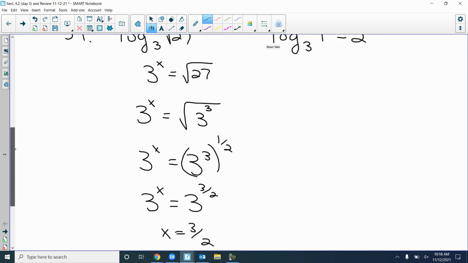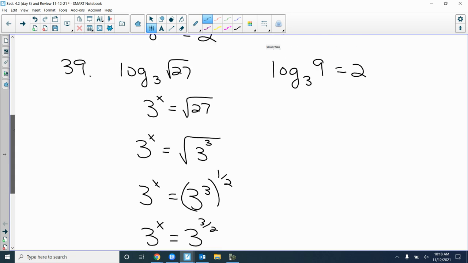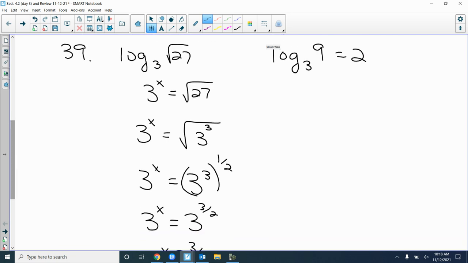Now a lot of times you think about it differently. Did anybody do this a different way? What'd you do? I squared both sides to get rid of the square root, so that way it was like 3 to the 2x equals 27. And then, but you were right here at this point? Yeah. Okay, good. So she said, all right, I'm going to get rid of the square root. I'm going to square both sides.